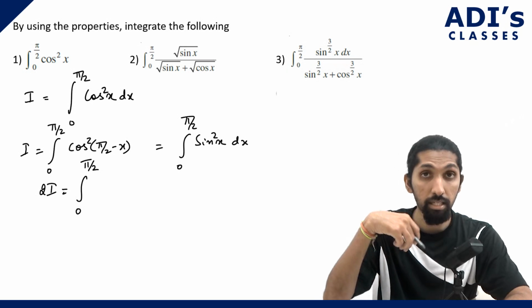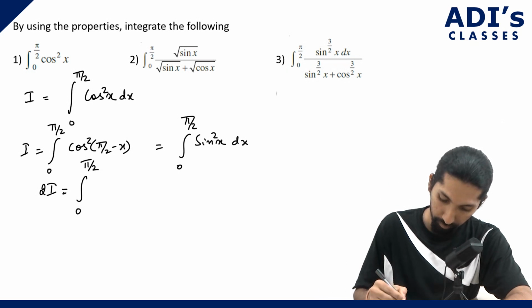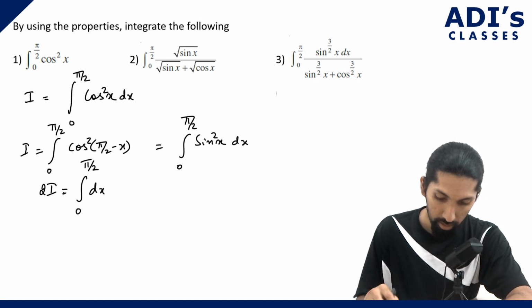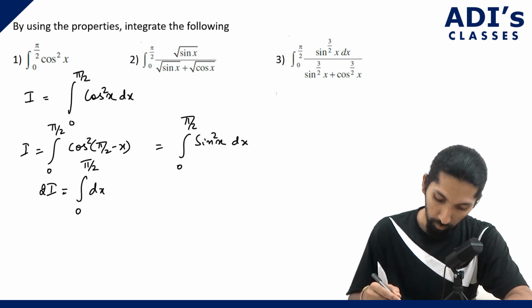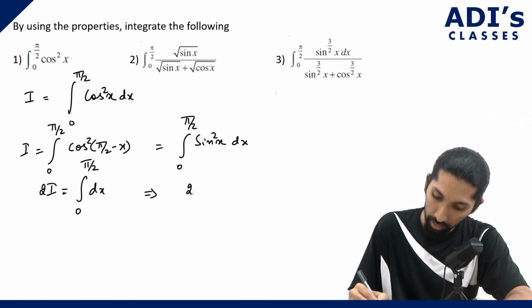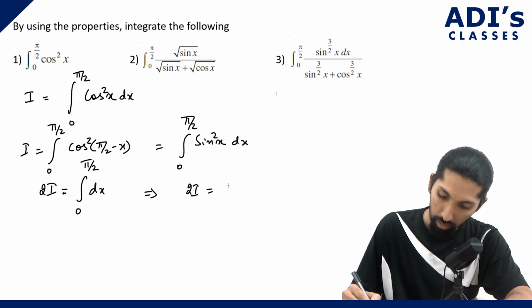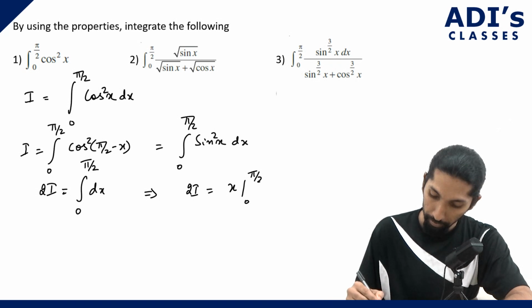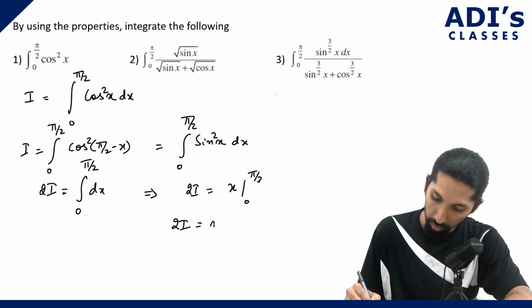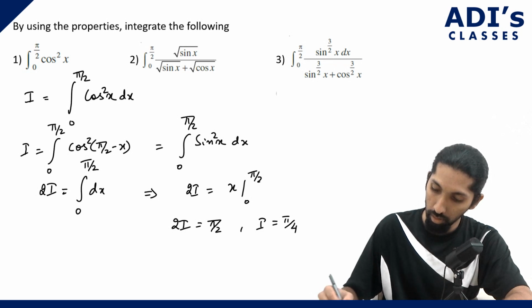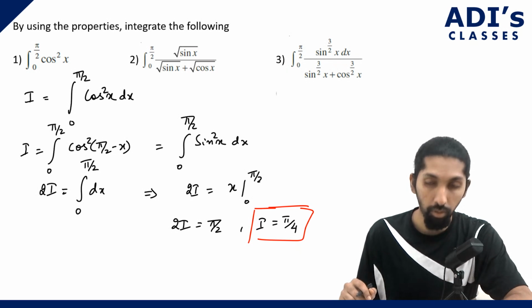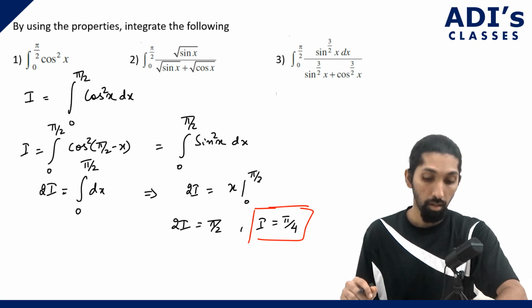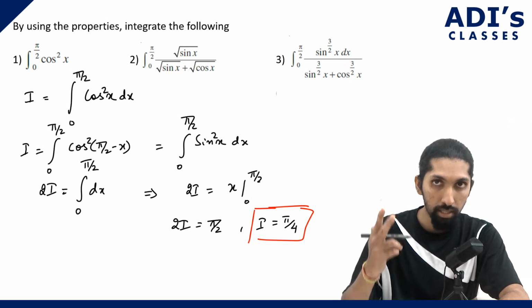What is cos square x plus sine square x? 1, right? dx. Just dx, right? So then what do we have? You'll get 2I is equal to x from 0 to pi by 2, right? So 2I is equal to pi by 2. So I is equal to pi by 4. So the answer for the first question is pi by 4. Very, very simple. Alright. Similarly, let's do the second one.